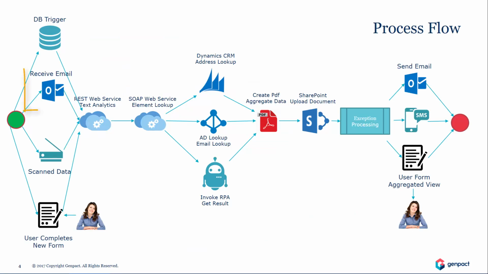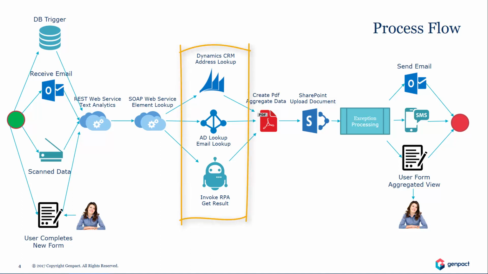It starts with receiving an email, a database trigger, receiving some scanned data, or even somebody filling in a form. One of those triggers causes the process to start, after which it calls out to 3 Azure Web Services to do text analytics on the data captured in the initiation. The subject line of the initiation data contains the name of a chemical element. So Sequence calls out to a SOAP web service to look up some details about that element.